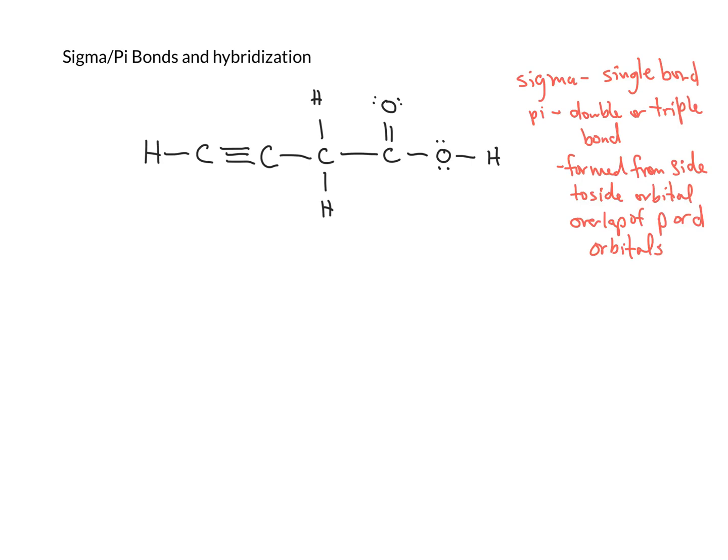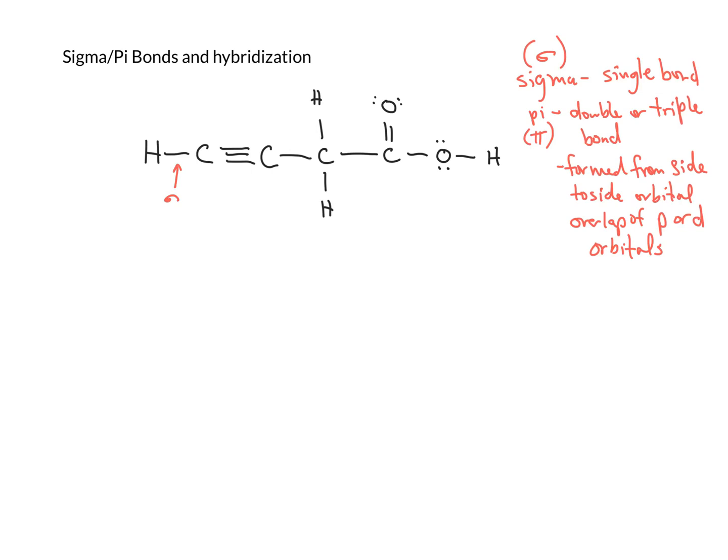Sigma bonds, we'll see many more cases of sigma bonds. Those can be from atomic orbitals, so s to s or s to p, or 2p orbitals, or hybrid orbitals as well. Whereas the pi bonds we're going to see are formed from side-to-side orbital overlap of 2 atomic p orbitals, or a p orbital and a d orbital. Sigma bonds can also be referred to using that symbol sigma, and pi bonds can also be referred to using that symbol for pi.